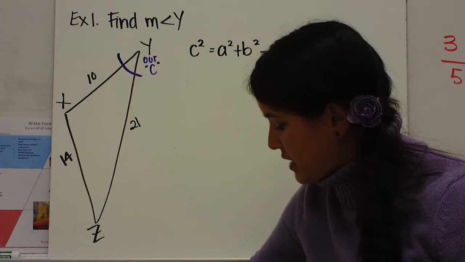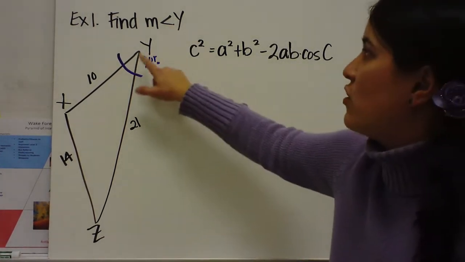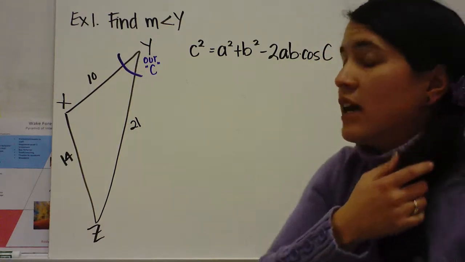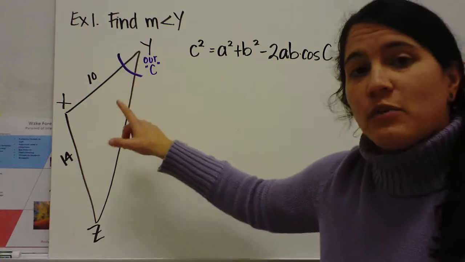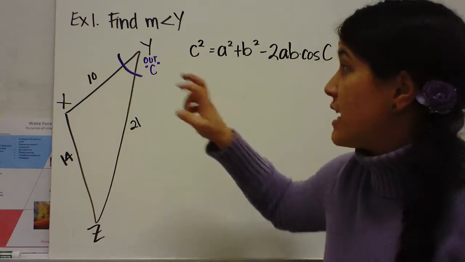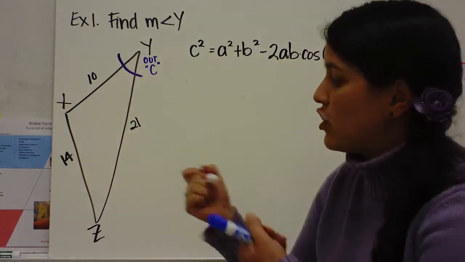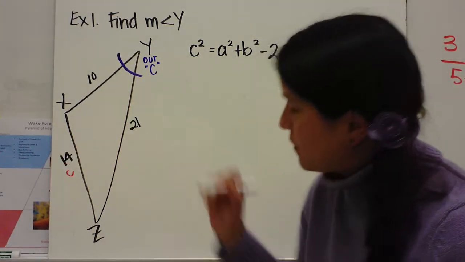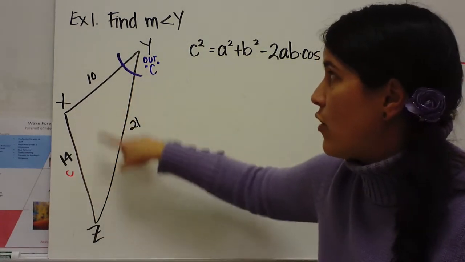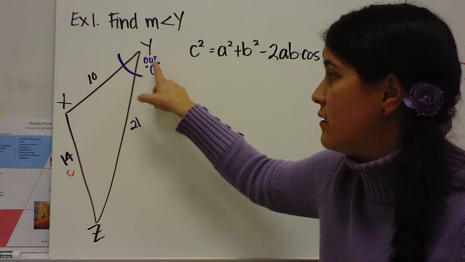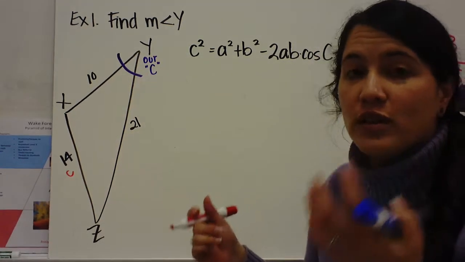All right, so example 1, copy it down. We're going to find angle Y. Notice in this, I didn't use A, B, and C. But remember, I just said whatever angle we want, that's going to be our C. So angle Y is our C. And if this is C, then that means across, this is little c. We don't necessarily know if we're going to go A, B, C or A, B, C, that doesn't matter as long as you label them appropriately.